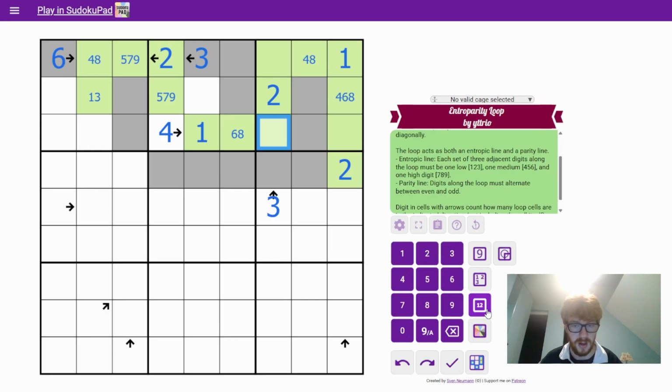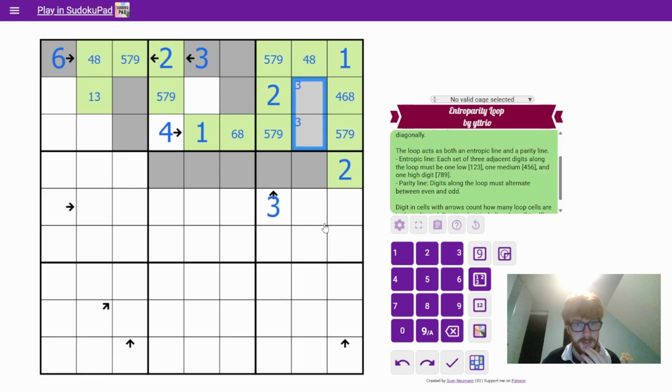We know that this is odd and high or medium. We know that about all of these, I think. 5, 7, 9. So 5, 7, 9, triple, and one of those is a 3. So one of those is a 3, but not the arrow, so that's one of those is a 3.